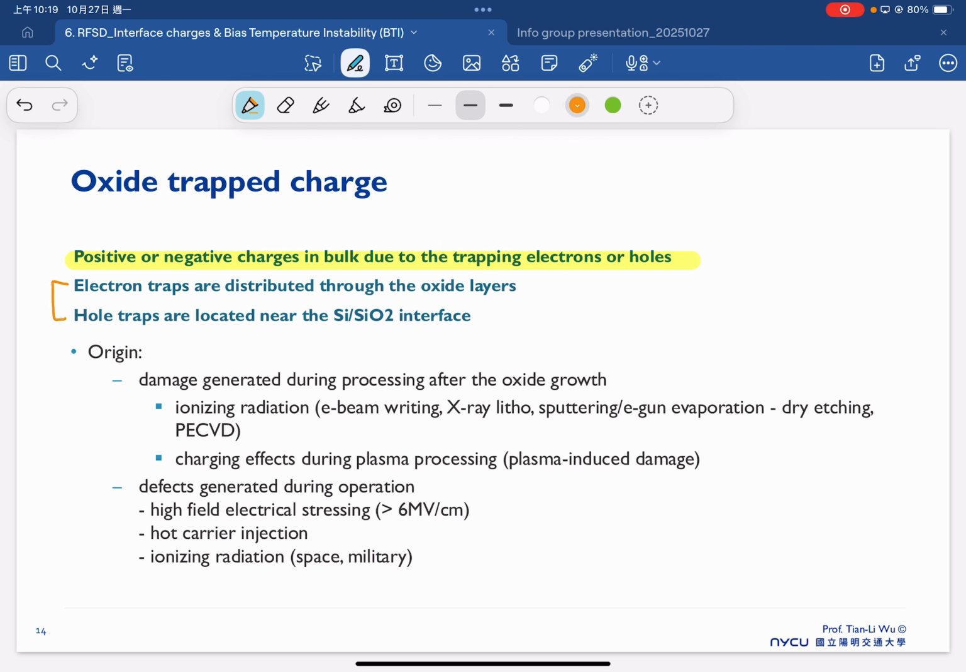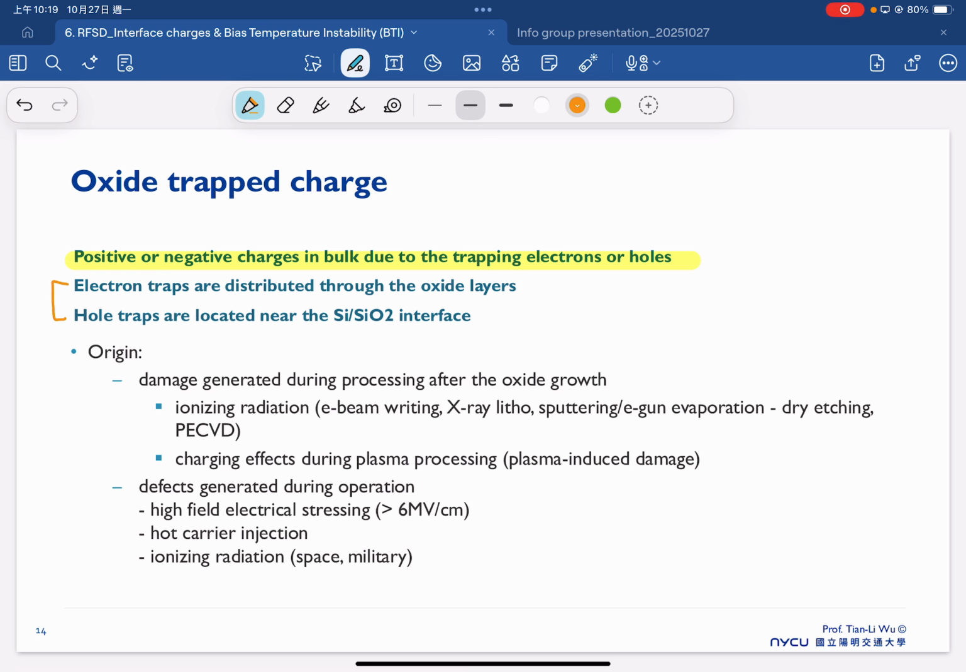And then the hole traps are located near the silicon dioxide interface. I also have to remind you that this is a very unique case in the case of silicon dioxide on silicon. In the case of silicon dioxide on silicon, we understand that electron trapping might happen inside the oxide layer, and hole trapping might only happen near the Si and silicon dioxide interface.